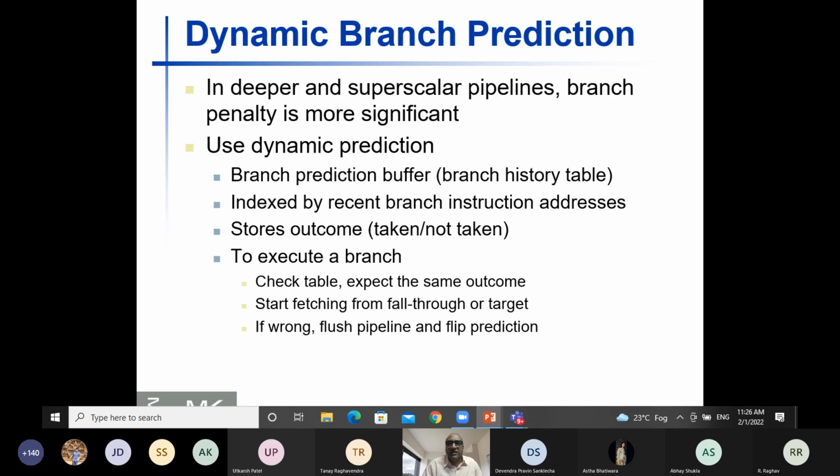And again, after prediction, the predicted address also should be known. So somehow, if you are able to provide that particular address using some cache or some mechanism, for example, then there won't be any wastage at all.